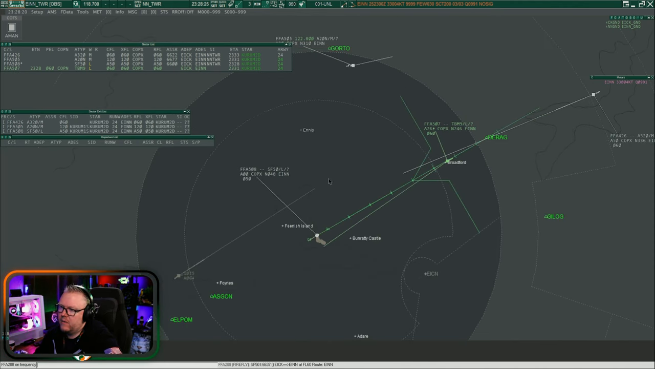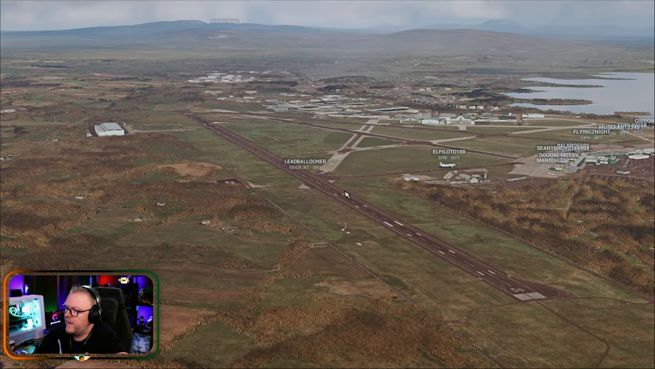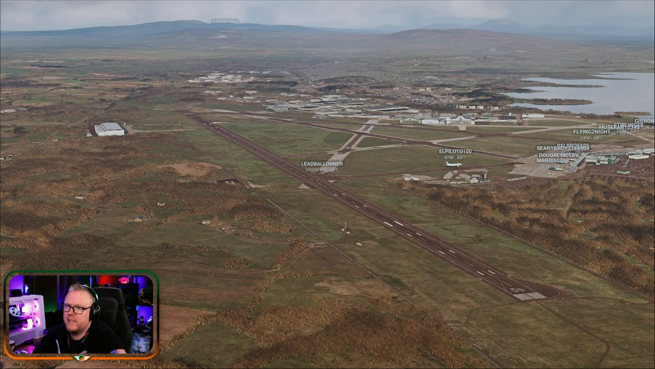Right, how are we getting on here now? So Firefly 508 should be in. And Firefly 508, vacate on Alpha, contact ground 121.8. Bye-bye.